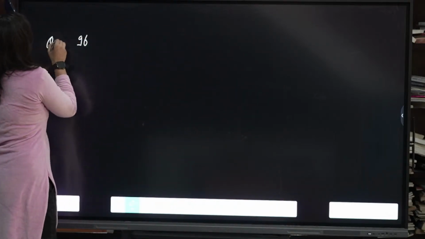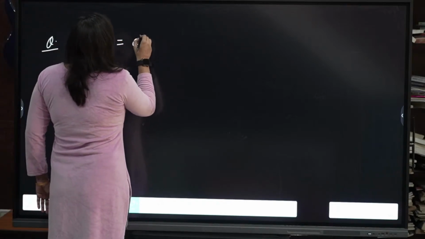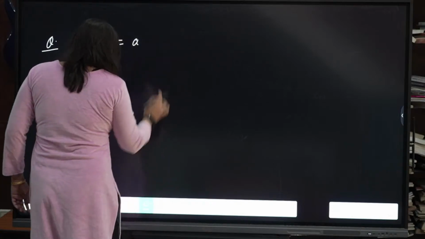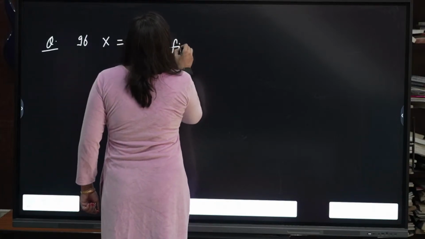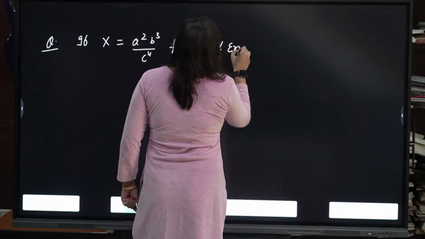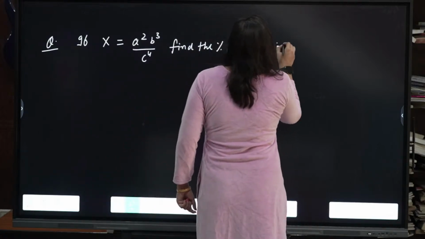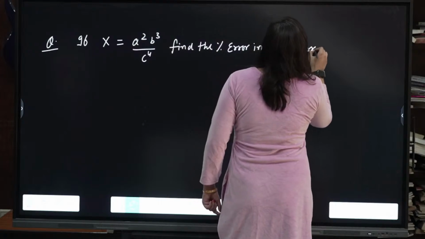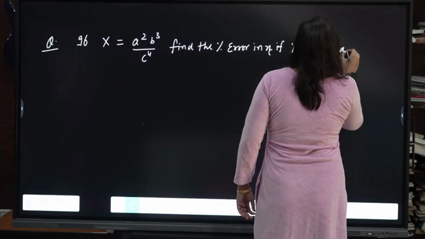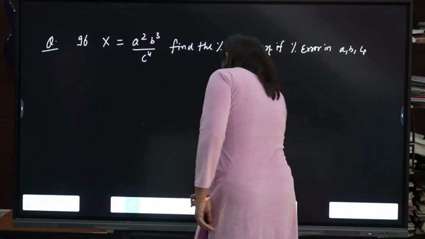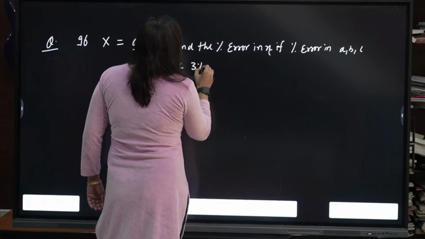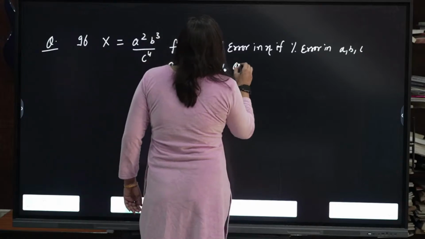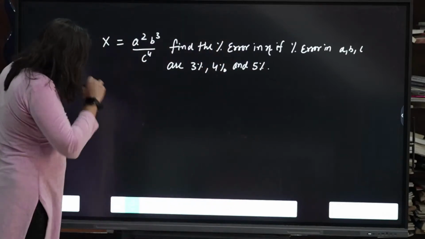Numerical problem based on it. If x is equal to a to the power 2, b to the power 3, c to the power 4, find the percentage error in x if the percentage errors in A, B, C are given as 3%, 4% and 5%. So simple question. How do you solve it?